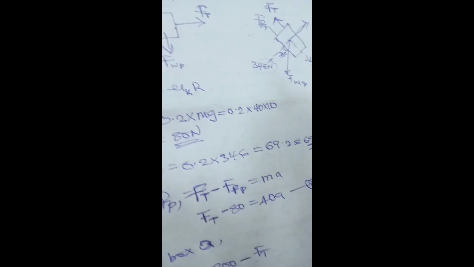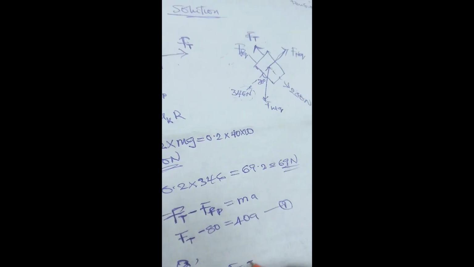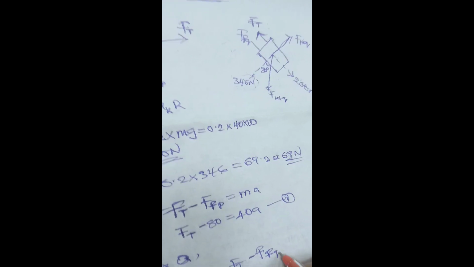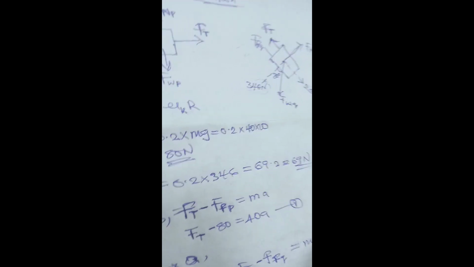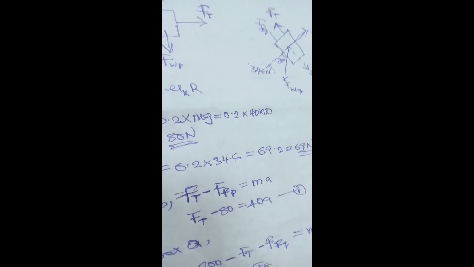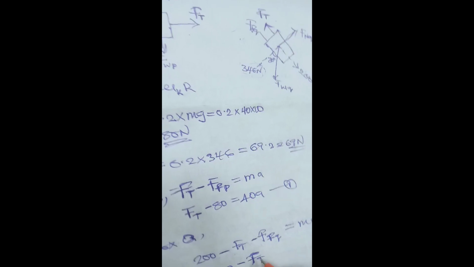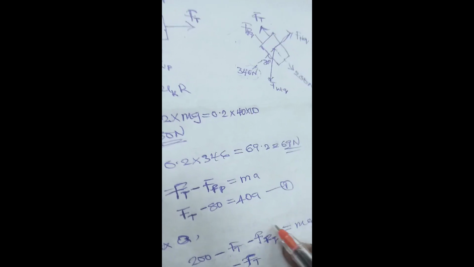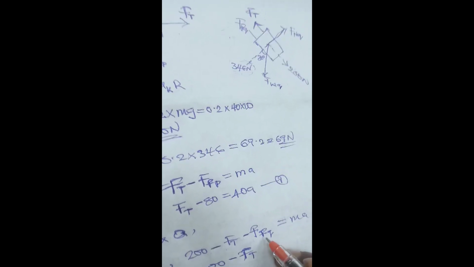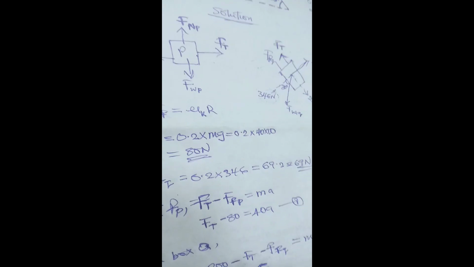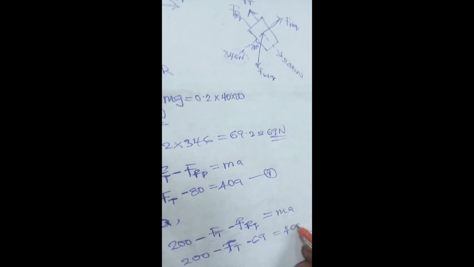Since the body is sliding downward, minus F of Q, and that's going to be equal to MA. Now 200 minus FT, you don't know this FT, that's the tension in the tie cord. F Q is calculated to be 69 here. So this minus 69 is equal to M, 40A.